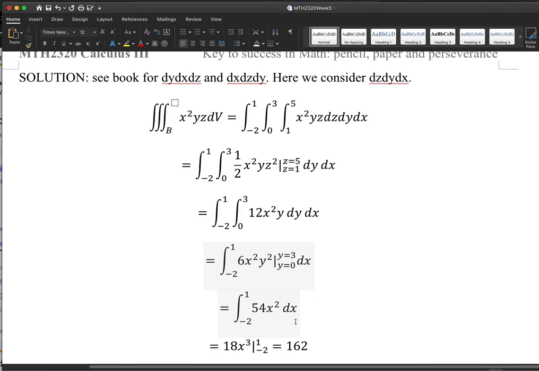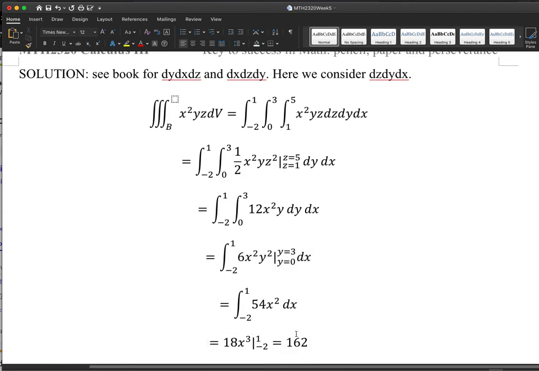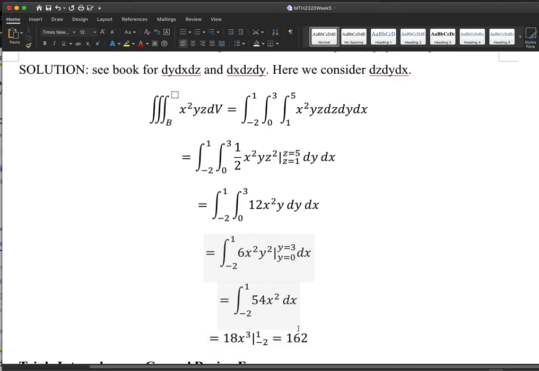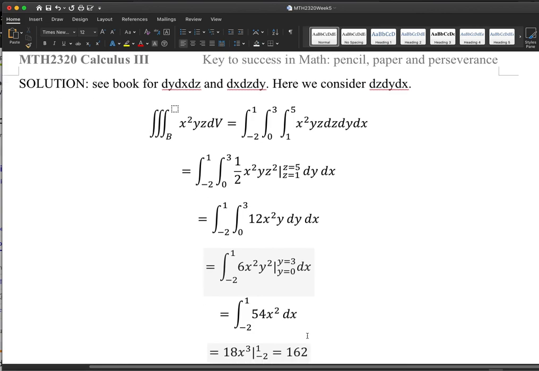In the last round, doing one more round of evaluation, this turns out to be 18 x cubed. The antiderivative of x squared is 1/3 x cubed, and 54 divided by 3 is 18. And in the end, I have the answer 162. So this is the introduction part of the triple integral.